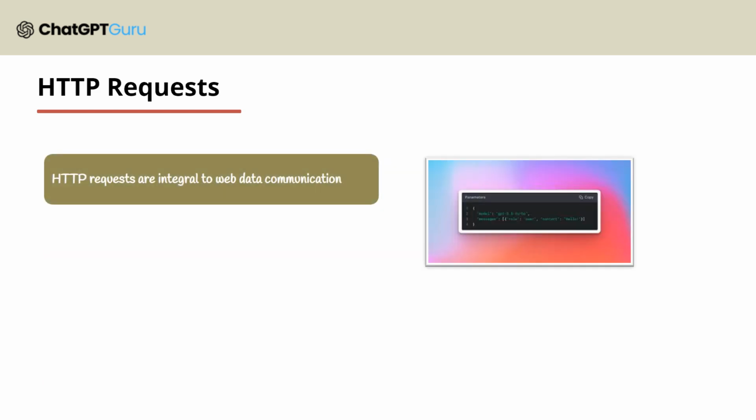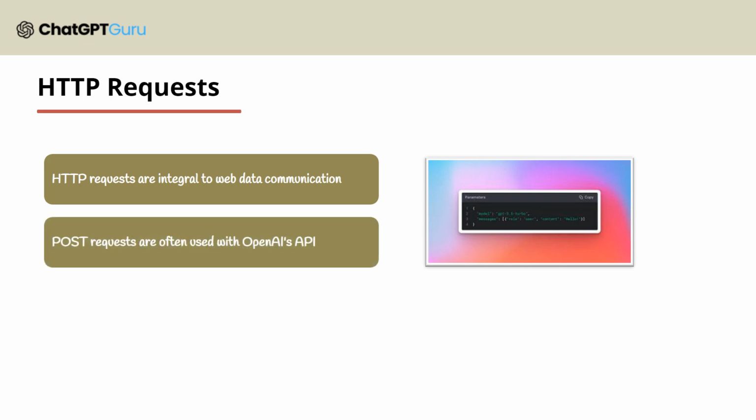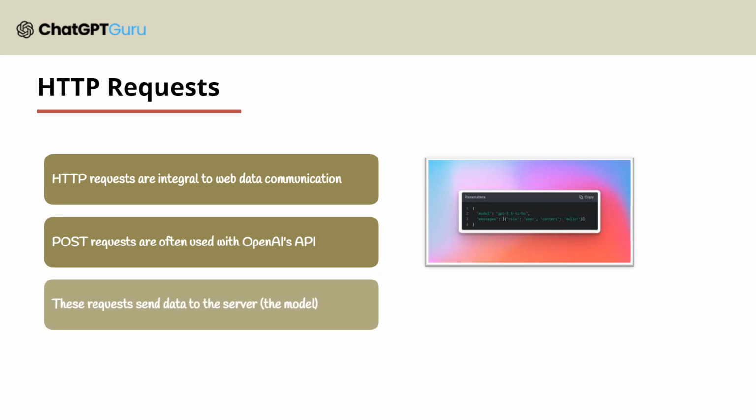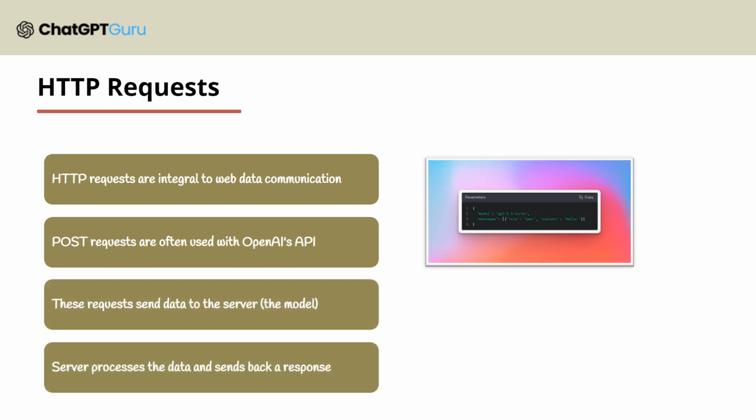Moving on, HTTP requests form the backbone of data communication on the web. When engaging with OpenAI's API, you'll often employ POST requests. This kind of request allows you to send your input to the server, in this case, the ChatGPT model, which processes the data and returns a response.